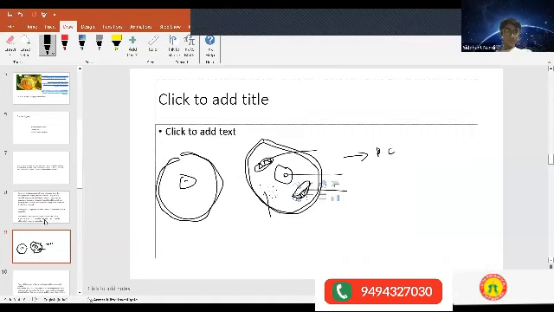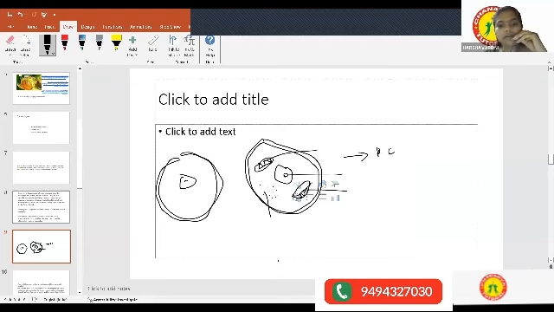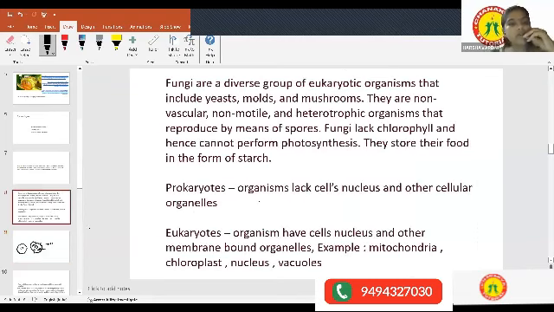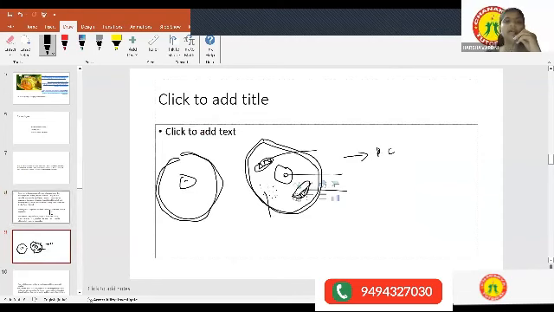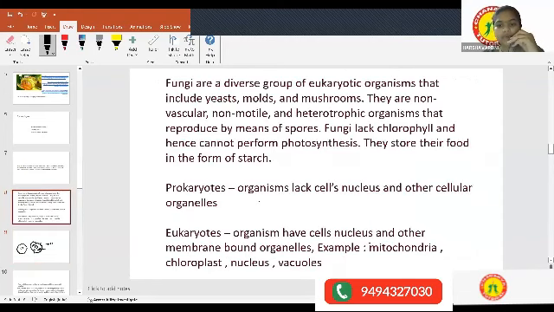So what are membrane-bound organelles? Mitochondria, chloroplast, these are the membrane-bound organelles. So when the membrane-bound organelles are not there, you can say that they don't have anything. They don't have a nucleus. We have mentioned here mitochondria, chloroplast, nucleus, vacuoles. When these things are not present inside the cell, those are called prokaryotes.